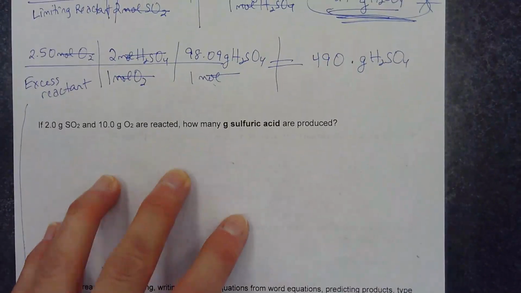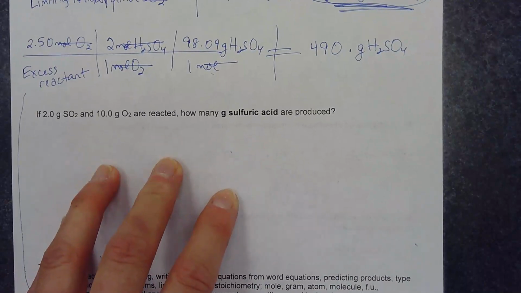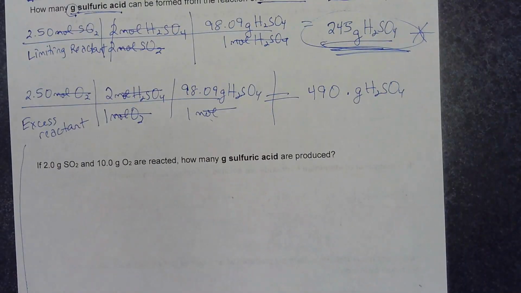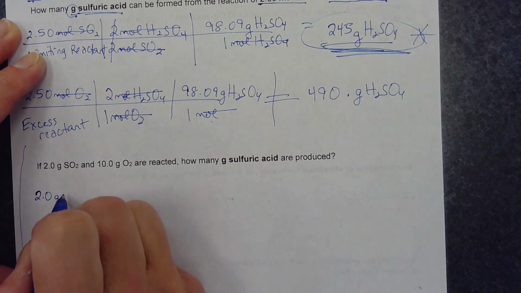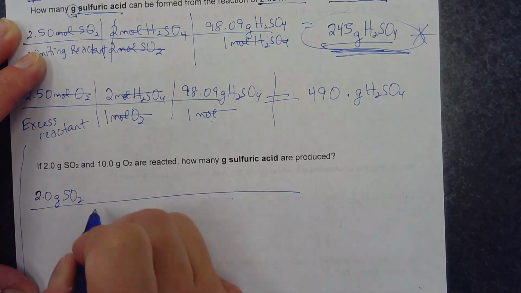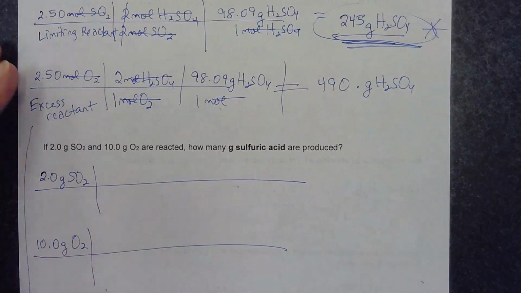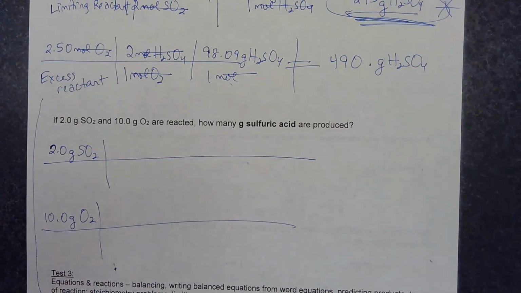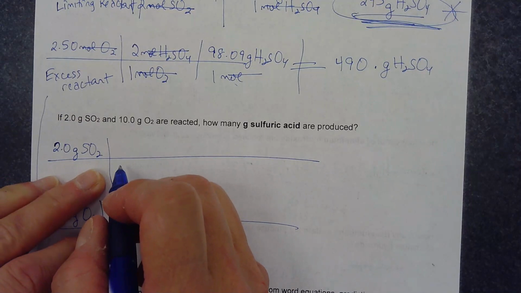All right, have you got the other problem done? You had enough time, hopefully you did. So let's look at it. Is this a limiting reactant problem? So how many problems do we have? Two problems. So what's one given? 2.0 grams of SO2. And the other is 10 grams of O2. Yes or no?